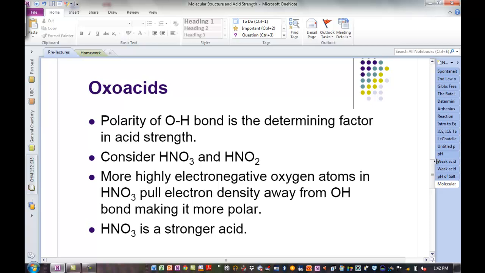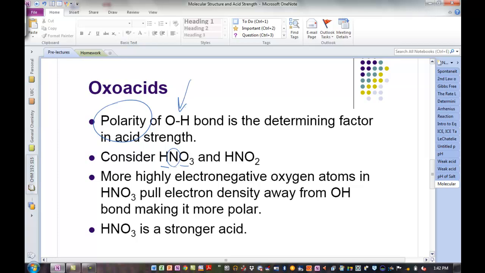Okay, other type of acid, oxoacids. They contain hydrogen, oxygen, oxoacid, or also called oxyacids, and a third element. In this case, it's nitrogen. So a hydrogen, oxygen, and a third element. This one's all about polarity because they all donate the hydrogen ion from the same type of bond.